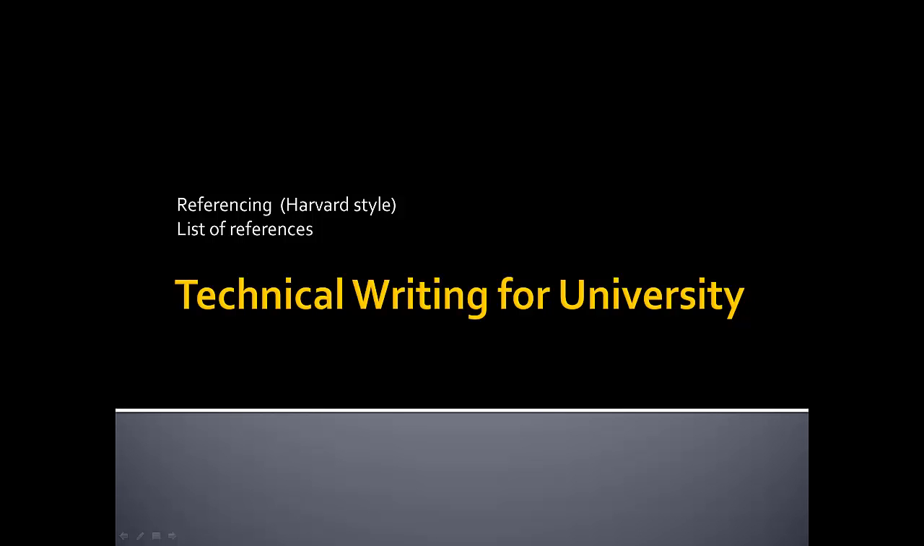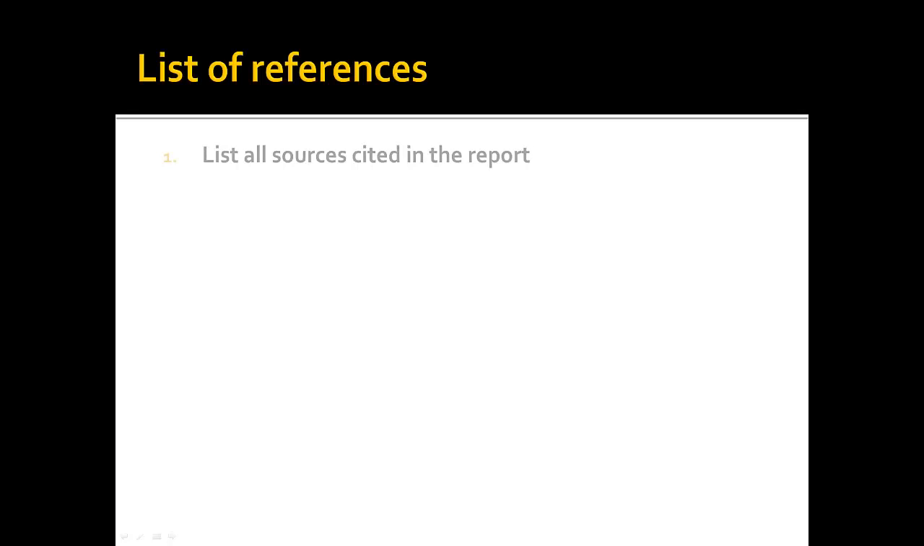This is the second video in a two-part series on referencing in Harvard style, and in this video we're going to be looking specifically at the list of references. The list of references is a list of all of the sources cited in the report. So all of your in-text citations should then appear in the list of references written in full, with all of the bibliographic details. And we'll have a look at what those are in a moment.